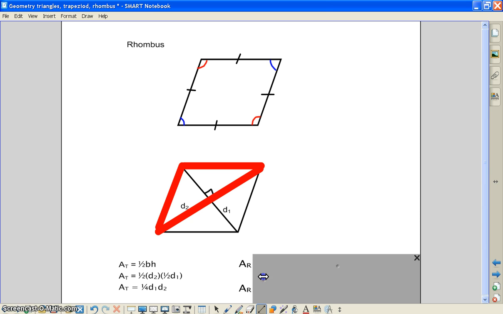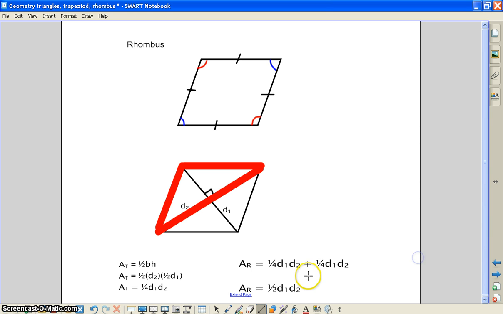So for the area of the rhombus, we have to sum that. And that's summing 1/4 D1 D2 plus 1/4 D1 D2. D1 D2 is like terms, so you can say 1/4 plus 1/4, which is 1/2. So we can prove that the area of a rhombus is half of the multiples of the diagonals. It's half of the product of the diagonals.